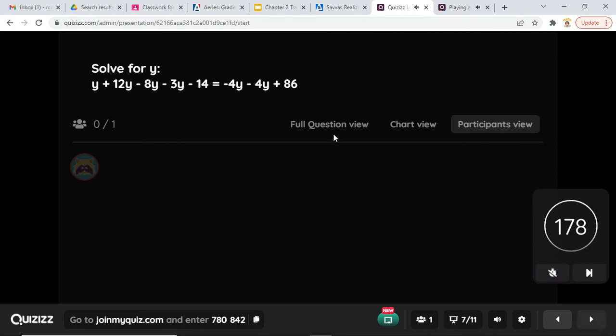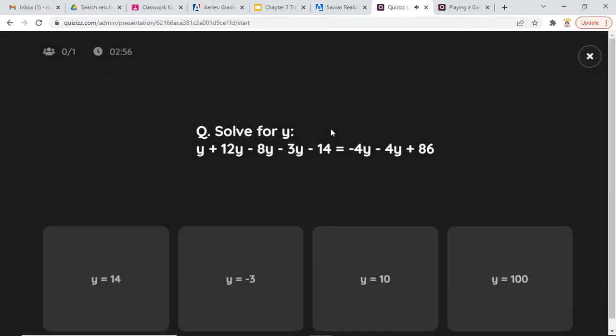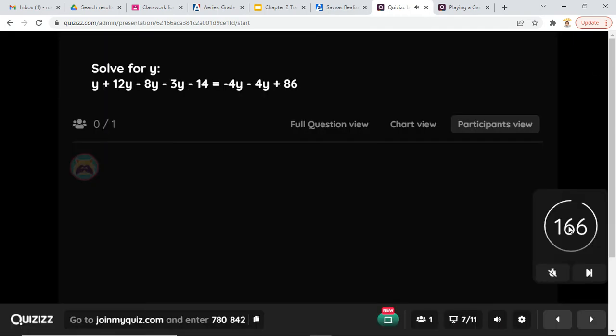All right, we need to solve the equation y plus 12y minus 8y minus 3y minus 14 is equal to negative 4y minus 4y plus 86. So try this one out.